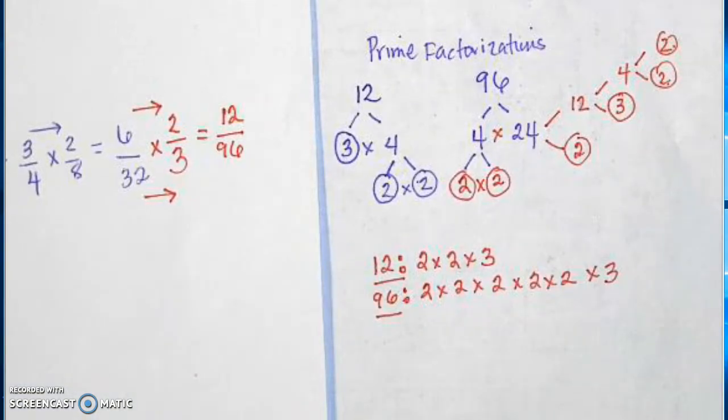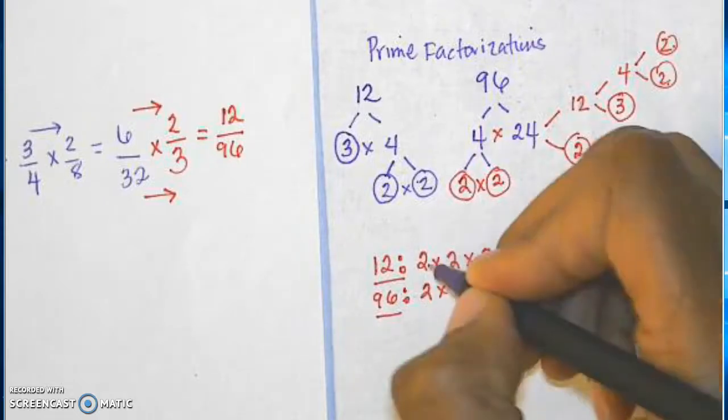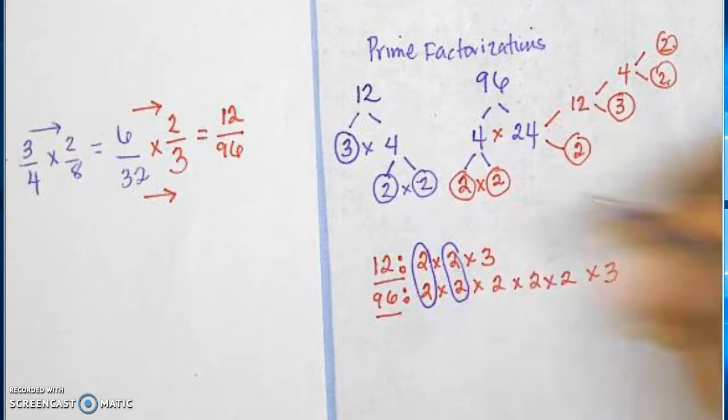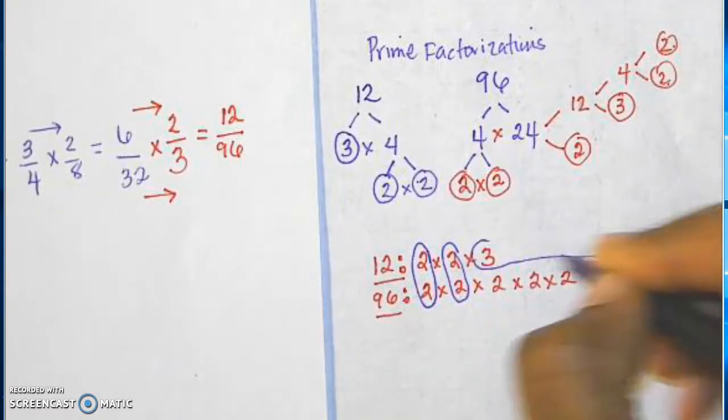looking for things that they have in common. I call them couples. They have a couple of these numbers and a couple of those and a couple of these. So looking at them, the numbers have to be in both rows. For the 12 and 96, I see there's a couple of 2. There's a second couple of 2. And I even see that there is a couple of 3 here.